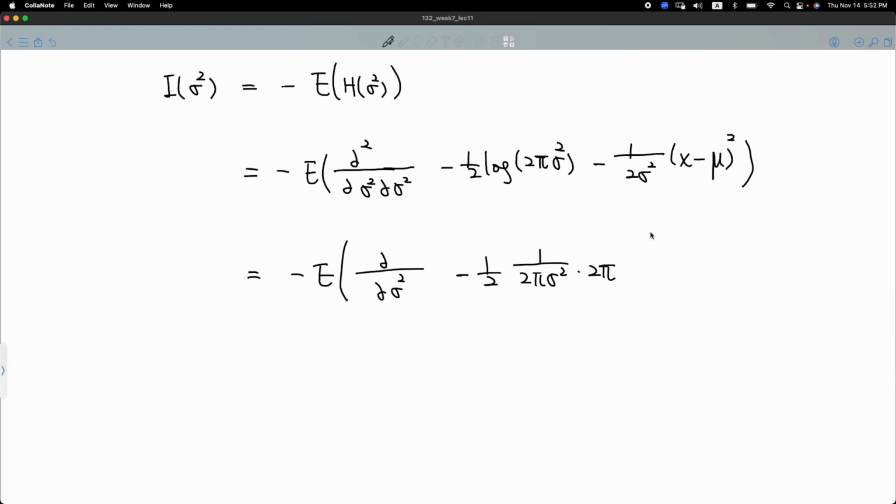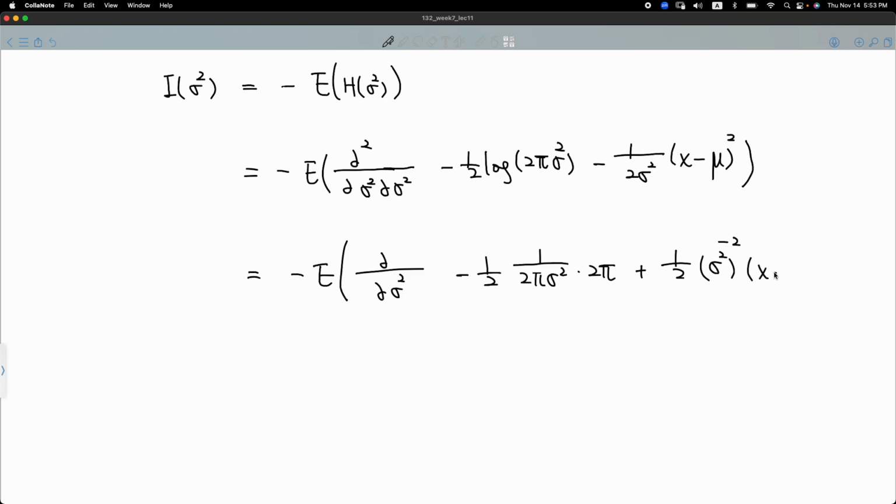And then for the second term, because this is in the denominator, you will have an extra negative 1 in the front, so this becomes a plus. And then 1/2 sigma square raised to the power of -2. So this is sigma square raised to the power of -1. When you take the derivative, you will have -1 sigma square raised to the power of -2.